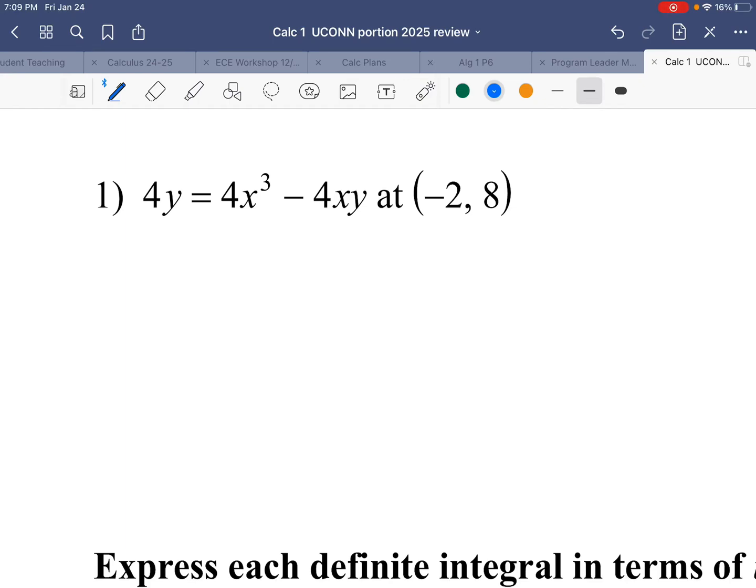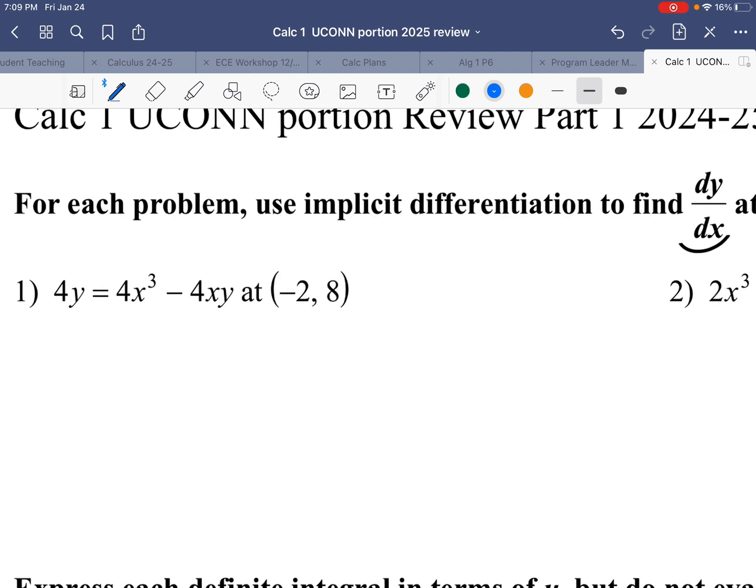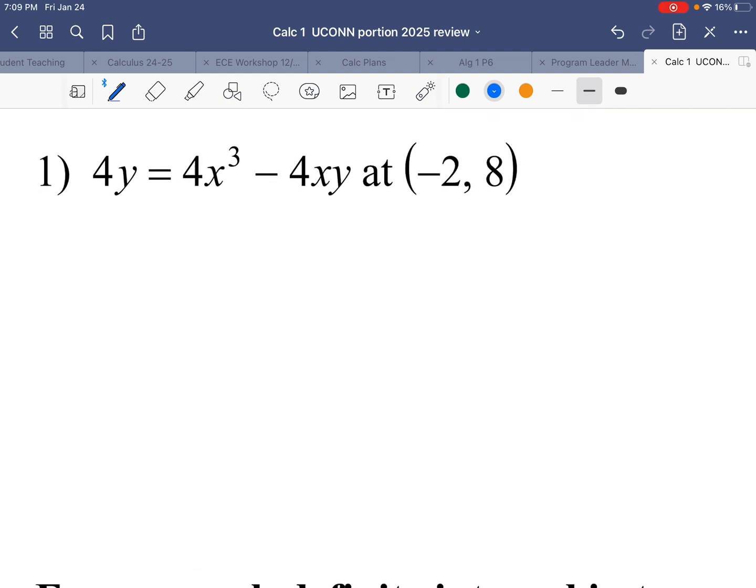Alright, this is going to be the first of a couple videos going over the review. I'm looking at the first one here. It says use implicit differentiation to find dy/dx at a given point. So they're giving us an equation, they're giving us an x and a y value. I always label these. And so we need to take the derivative on both sides in terms of x. I can show that with d/dx.